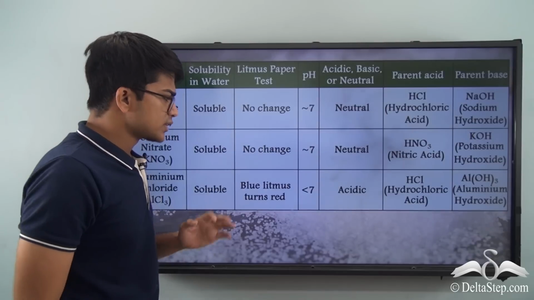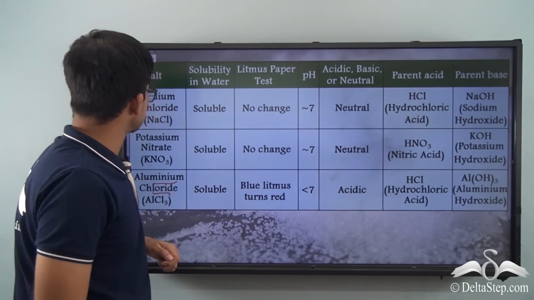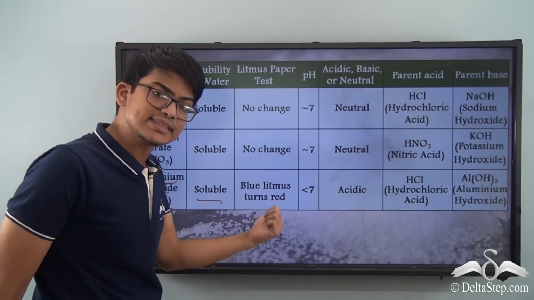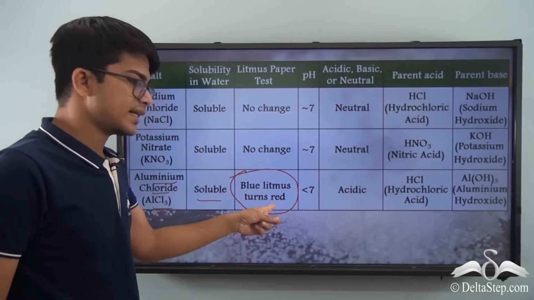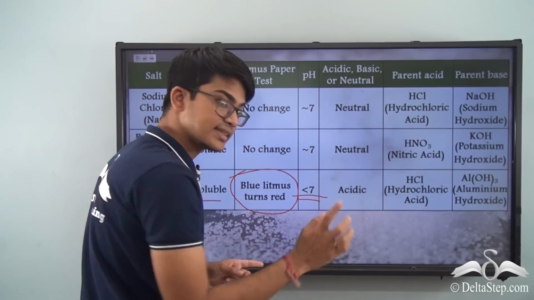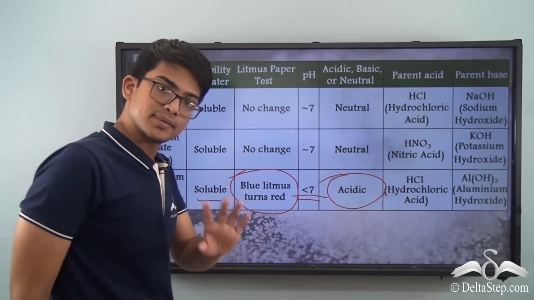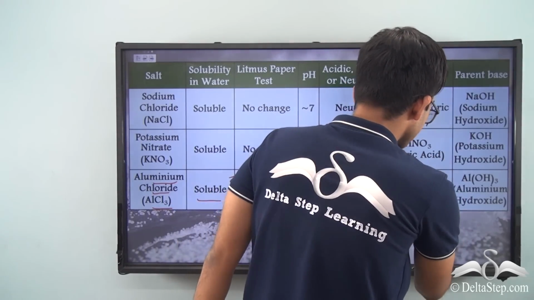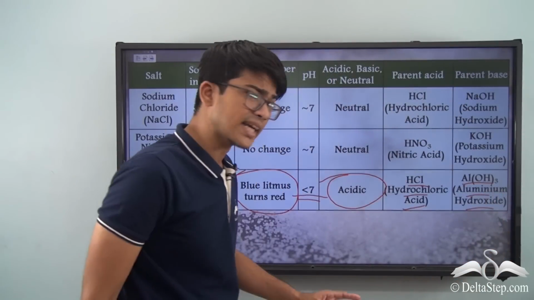We are now coming back to the chart. Aluminium chloride is our next salt, so AlCl3. It is also soluble, and in this case the blue litmus will turn red. Red means, first of all, the pH will be less than 7 and it will be an acidic component. Now try to see the parent acid, HCl, hydrochloric acid, and the parent base is Al(OH)3, that is aluminium hydroxide.